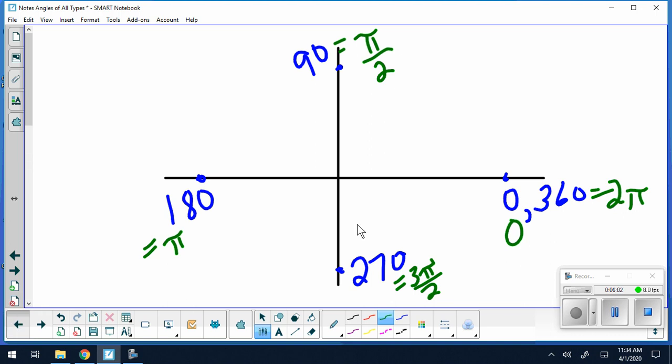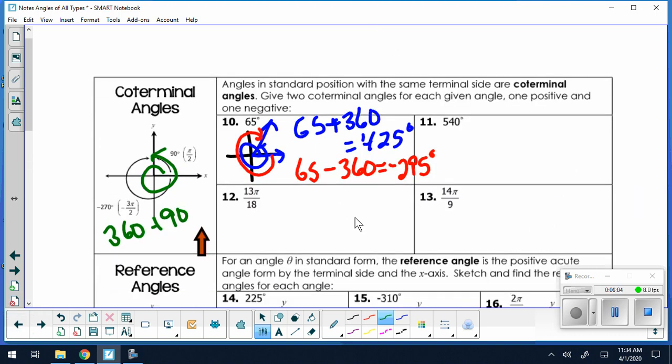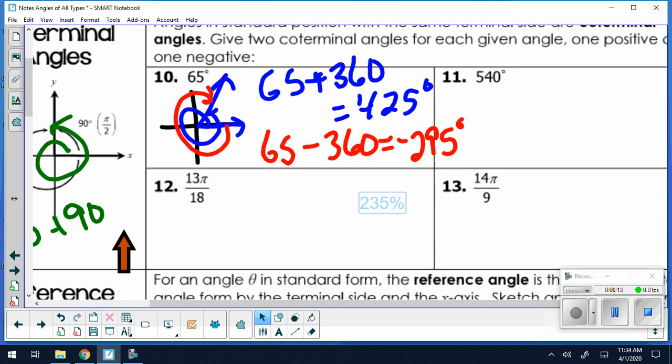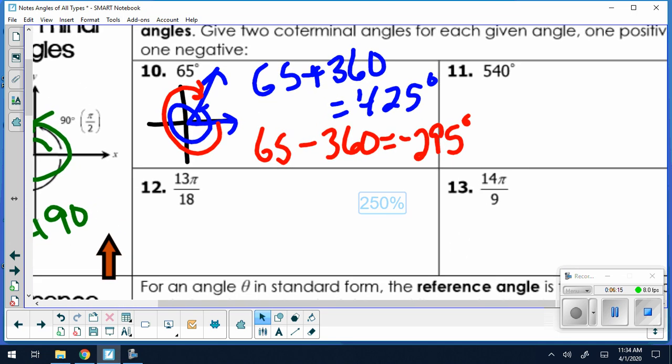Okay, now as far as our coterminal angles go, we're still just going to do the same thing. We're going to add 360, but we're going to add it in as 2 pi instead. And we're going to subtract 360, but we're going to subtract 2 pi instead. Okay, so here we go.